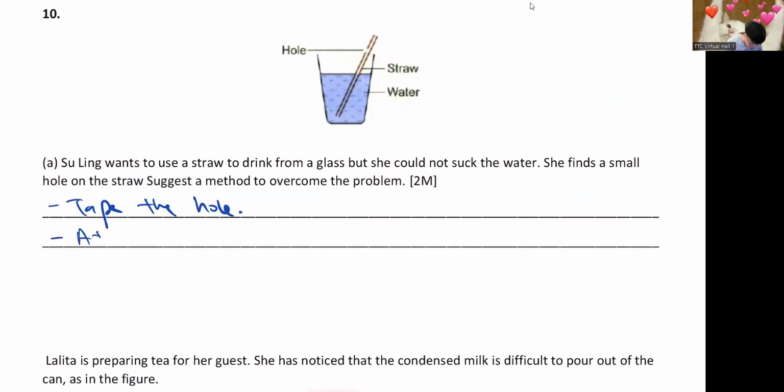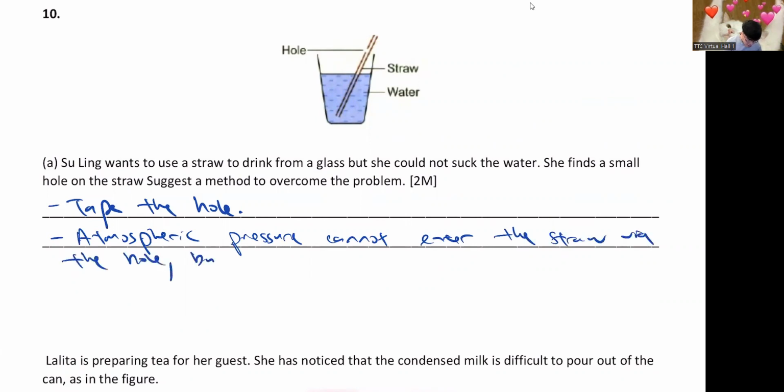So how do you explain this? Because now atmospheric pressure cannot enter the straw via the hole, but pushes the water into the straw. A long explanation here. So that means atmospheric pressure will not go in here, but they will push the water in. There's no shortcut for the pressure to go in because you taped the hole up.